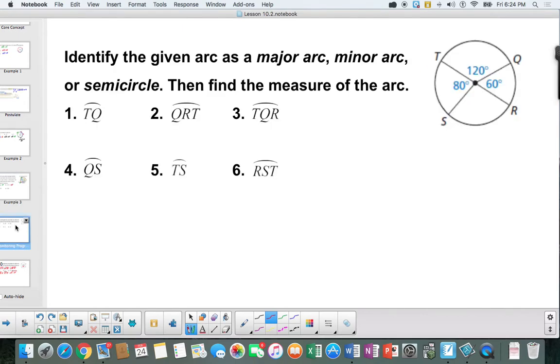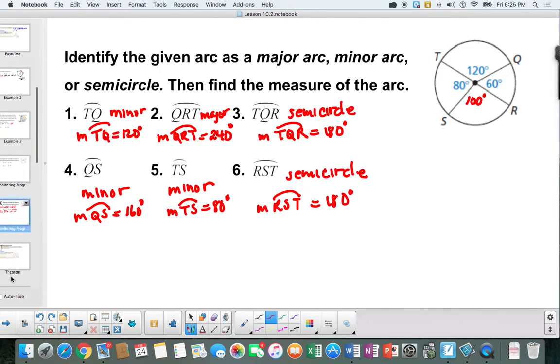Take a minute to stop the screencast, identify whether the arc you're finding is a major arc, a minor arc, or a semicircle, and then find its measure. And here are the answers.